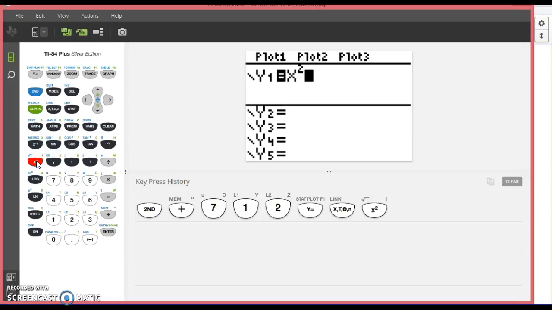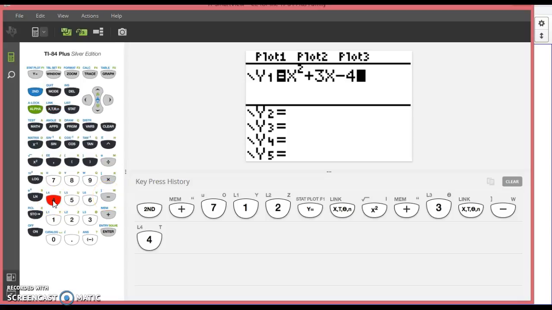Plus 3x minus 4. Make sure you're using the gray minus 4. Now, hit the x squared button. Look right here. So does everybody have that typed in?